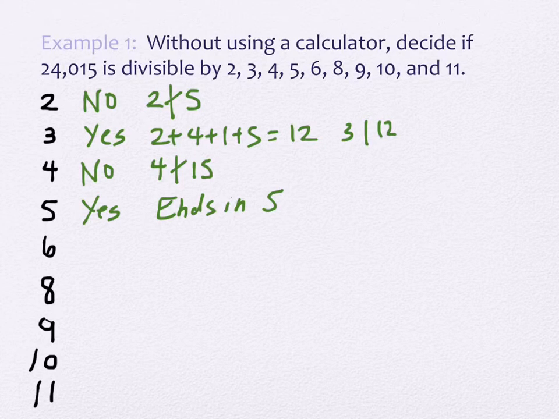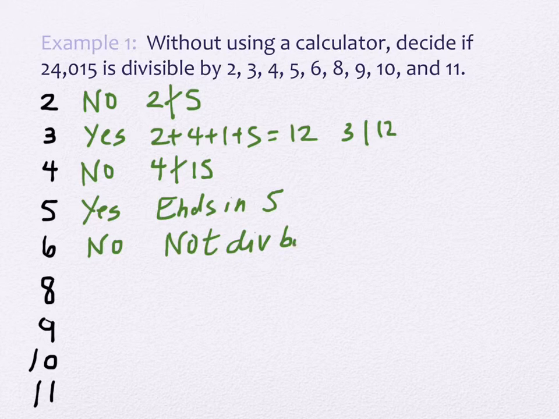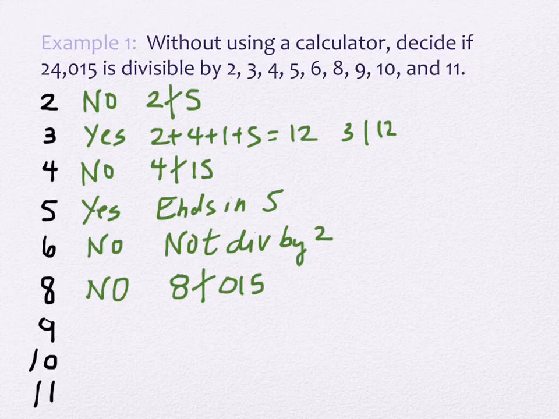How about a 6? No. Why not? It's not divisible by 2. Yeah, that was the test, right? How about 8? No, and this is actually a really good example because the 8 does not divide 015. Because of the 0, it's easy to see on this one.